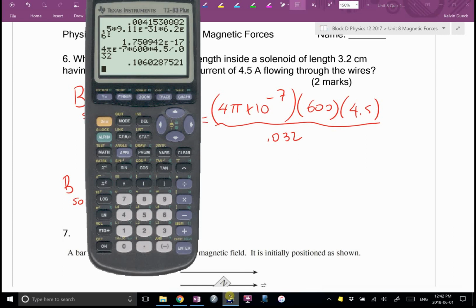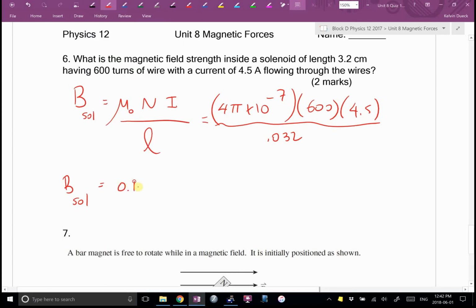So, 0.106 Teslas? 1.06 times 10 to the negative 1. 2 marks.